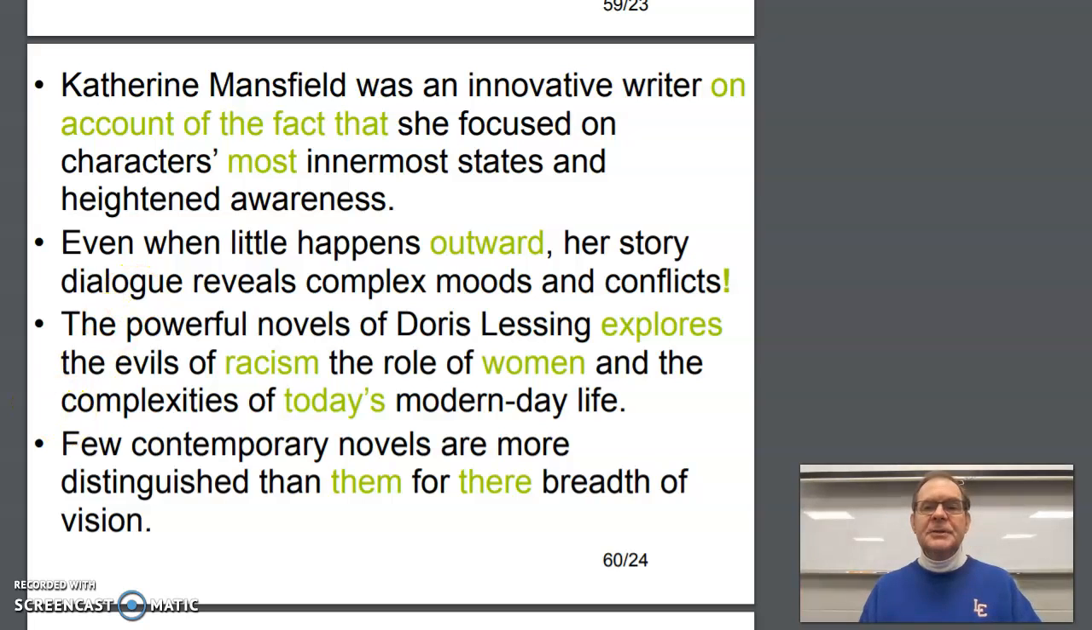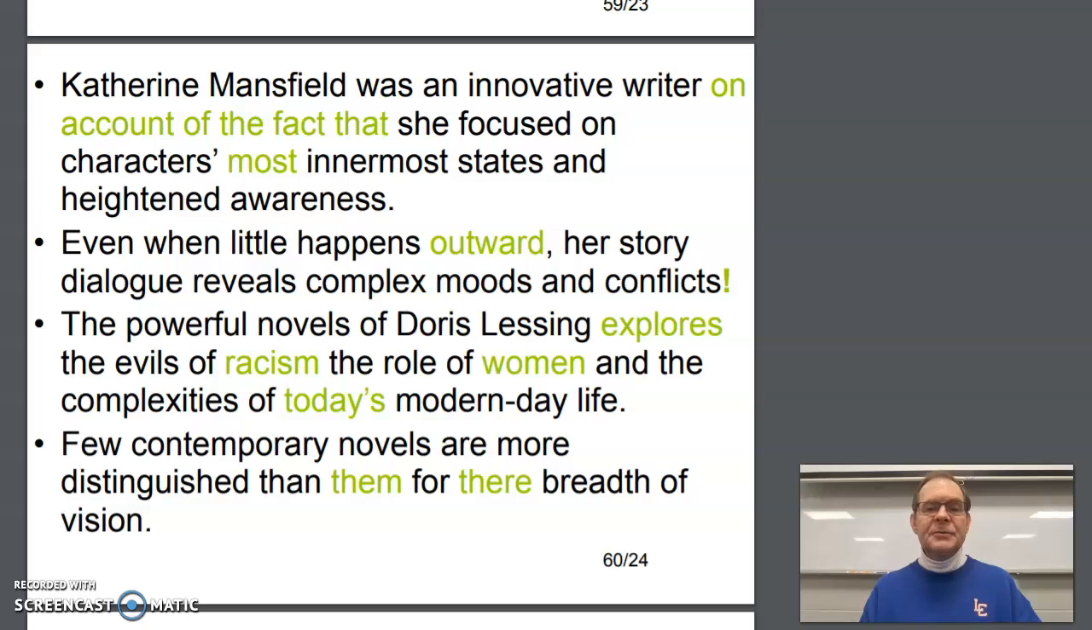The powerful novels of Doris Lessing. Okay, what's my subject? Novels. What do novels do? Novels explore. No S. The evils of racism, comma, the role of women, comma, and the complexities of today's modern day life. Well, if it's modern day life, it already is today's, right? So we could leave out today's. The complexities of modern day life.